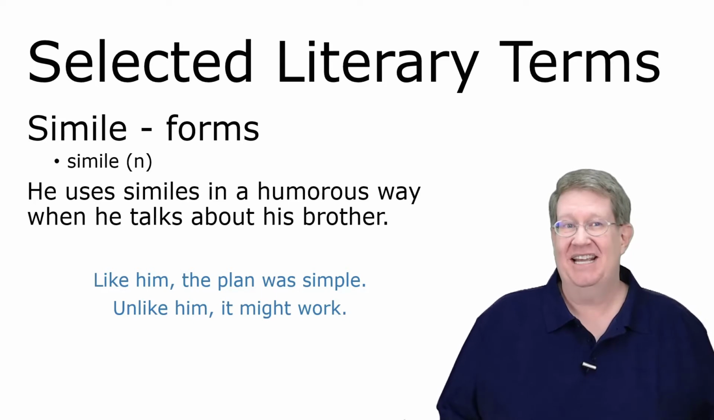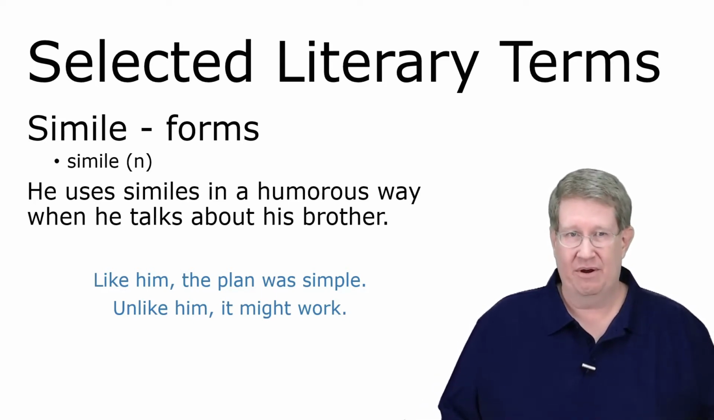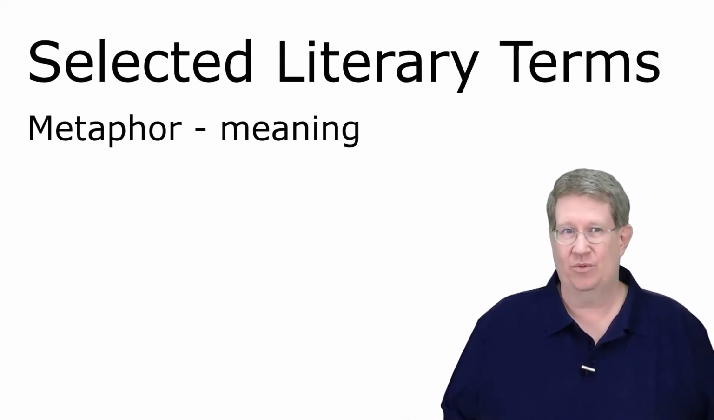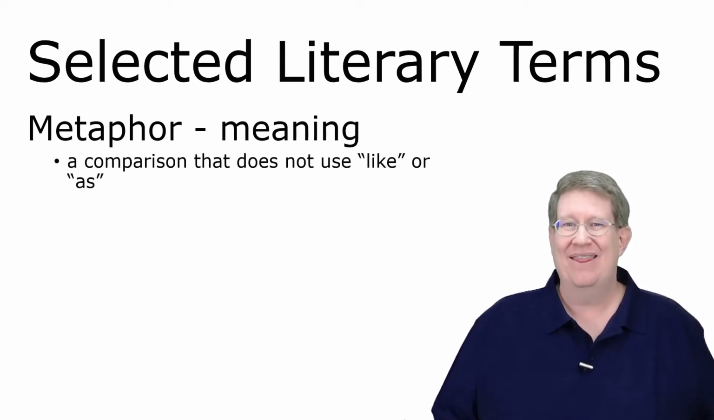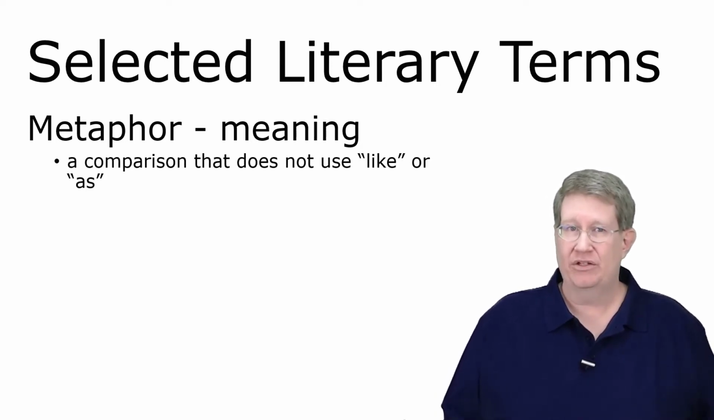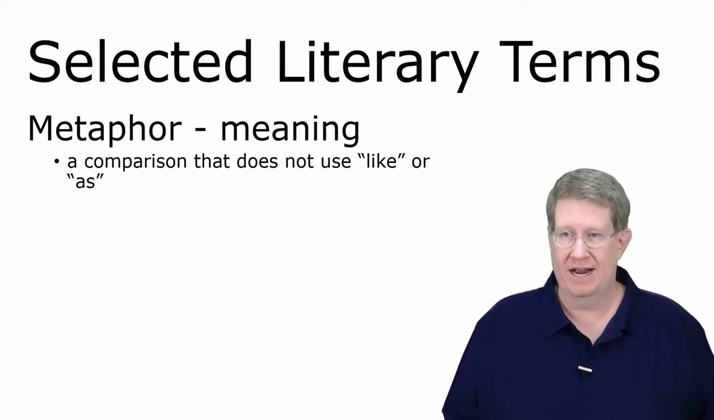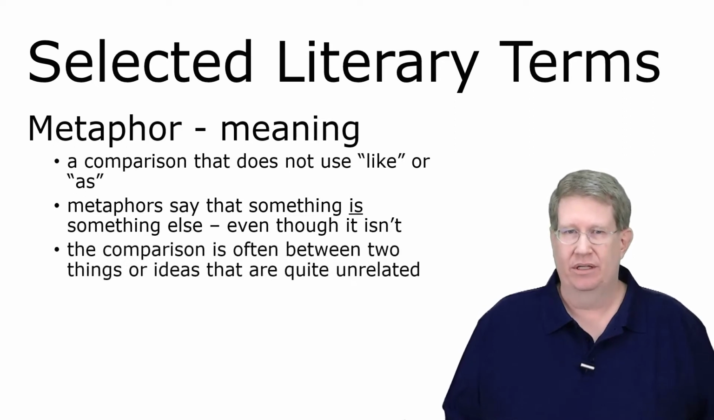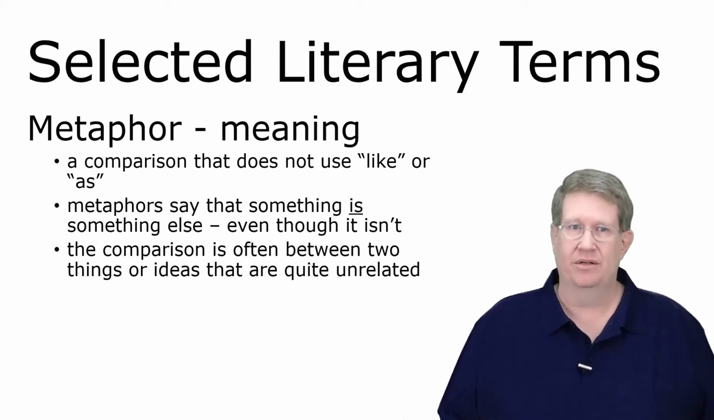Okay, let's take a look at the next literary term. We did simile first on purpose because it's going to help us understand this next one, which is a metaphor. Okay, so the metaphor meaning is a comparison that does not use like or as. So similes use like or as, metaphors do not use like or as. A metaphor says that something is something else, even though, of course, it's not. The comparison is often between two things or ideas that are otherwise quite unrelated, that are quite different, which is what makes the metaphor interesting.